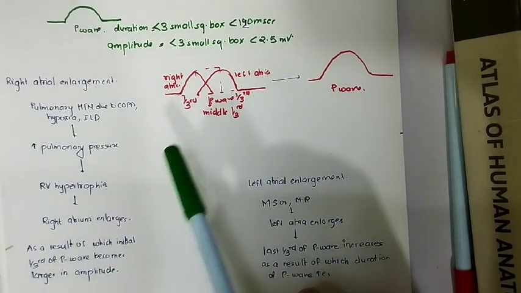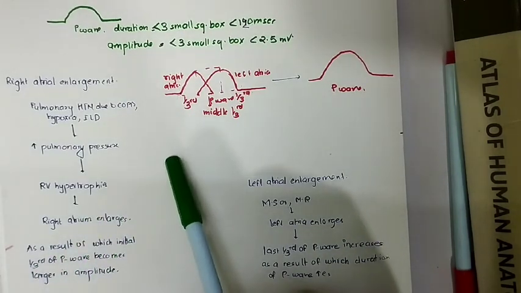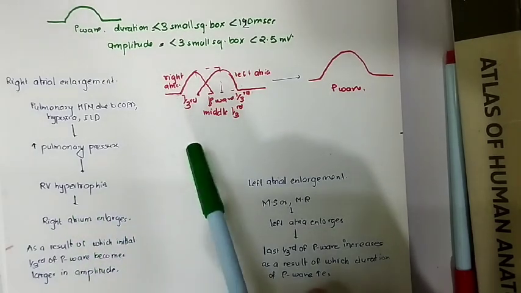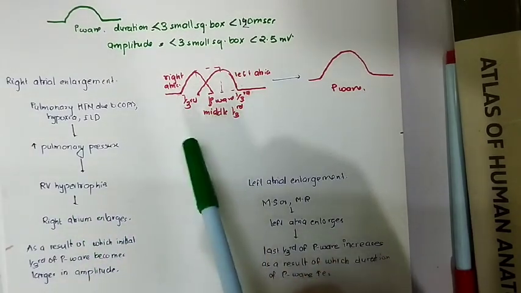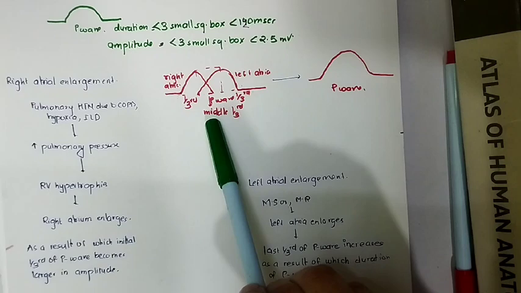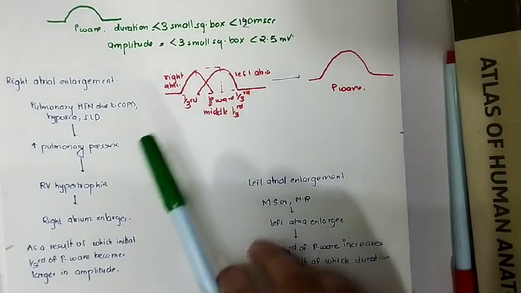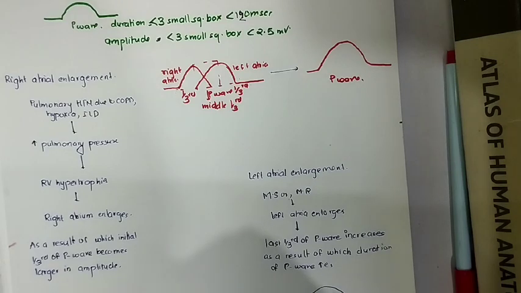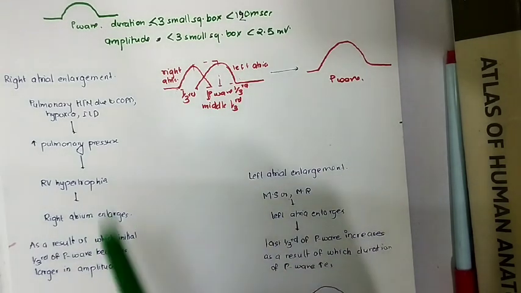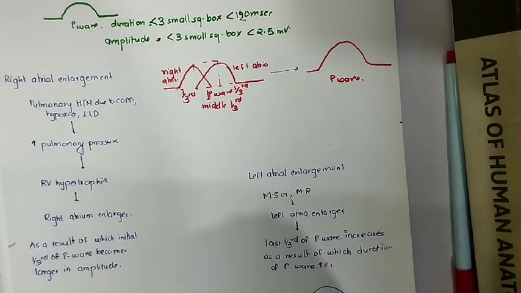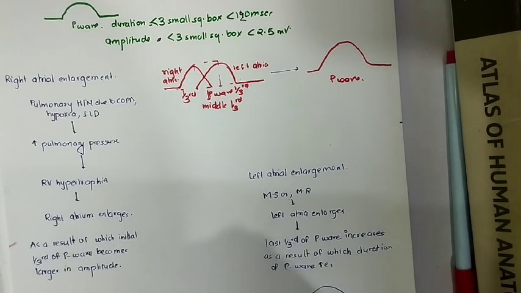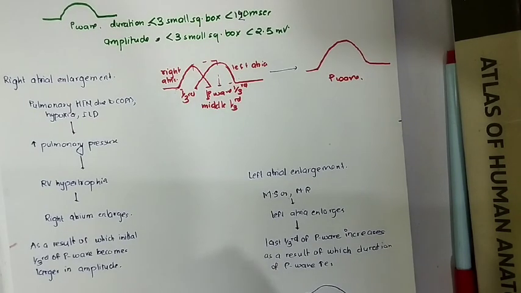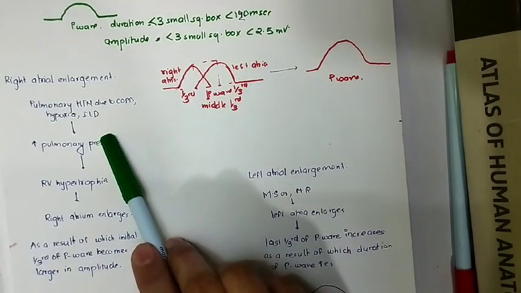So from what we've studied, we can figure out that due to right atrial enlargement, the initial 1/3 and middle 1/3, that is initial 2/3 of P wave gets affected, as a result of which amplitude of P wave increases, and this gives rise to tall P wave with amplitude greater than 3 small square box, and this is known as P pulmonale. Can you figure out why we have named it as P pulmonale? Because most of the time it is related to lung pathology.